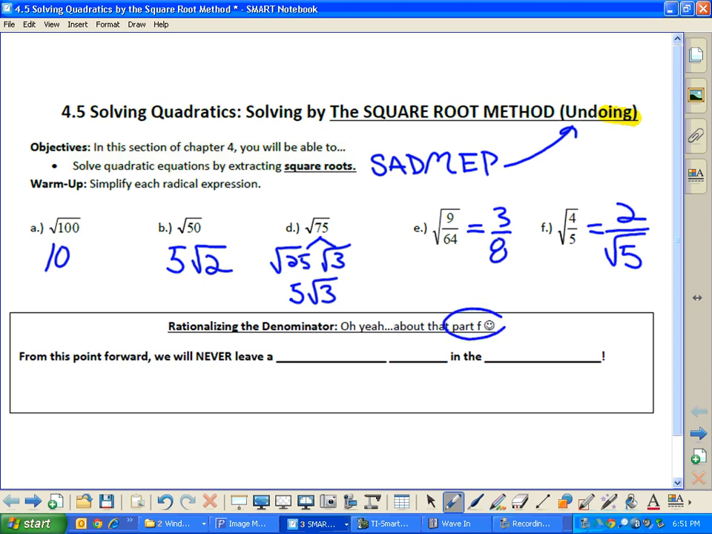Oh yeah, about part F. Part F, the offensive part of that answer. Okay, go ahead. Take a little lap back and shut my door.